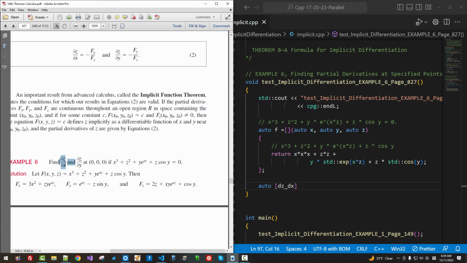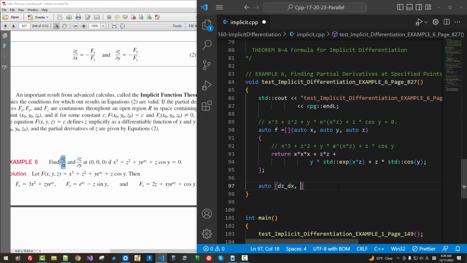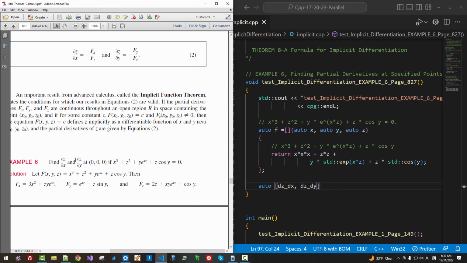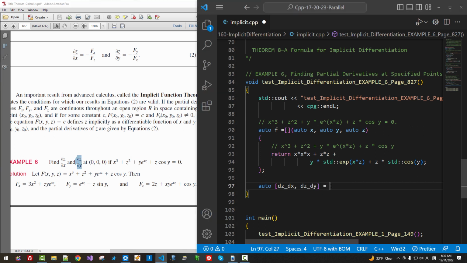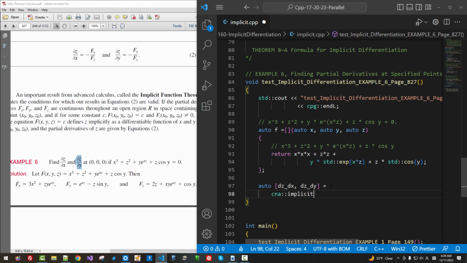Now, dz over dx. Okay, dz over dx. Then dz over dy. So dz over dy. CNA, I will give line break here. Implicit derivative. Now we have to evaluate dz over dx, dz over dy. We have to give position of z. 0, 1, 2. So 2. Position of z is 2.